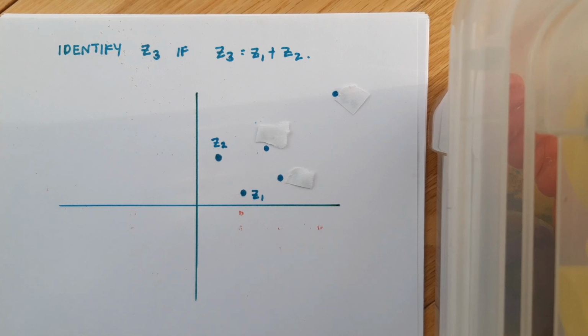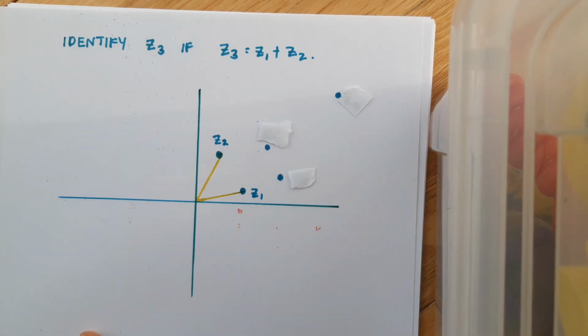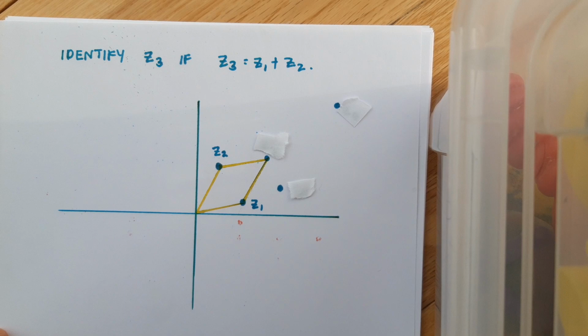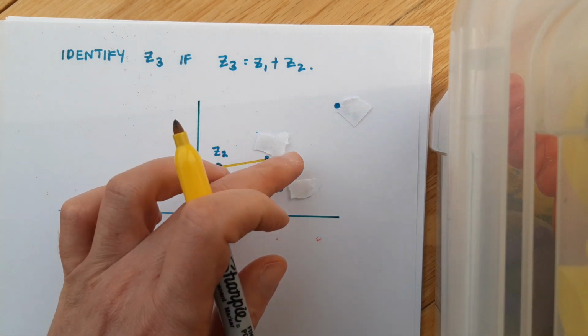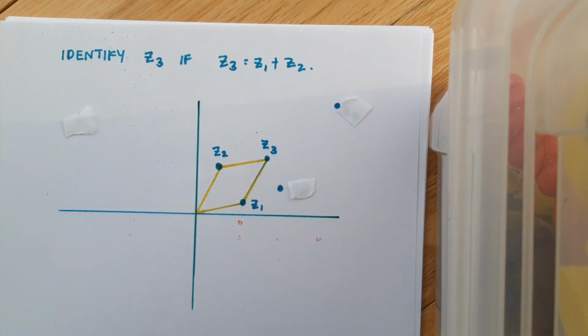So here's an example of what I'm talking about. I've got 5 points on my diagram and I want to identify Z3 if Z3 is the sum of Z1 and Z2. So how would I go about doing that? Well, I have Z1 and Z2 identified. Z3 must be one of the other 3 points. So to figure out which one it is, I'm going to draw in that parallelogram like I spoke about before. So I start off by drawing in the two moduli. And when I complete my parallelogram, I can see that the parallelogram has this 4th vertex. So this one must be Z3.